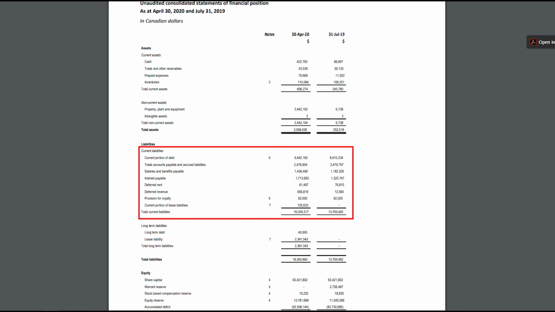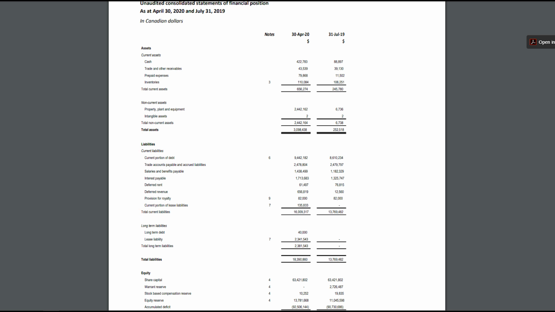They also have around $1.4 million in salaries and benefits payable to their employees, around $1.7 million in interest payable, around $656,000 in deferred revenue, and $135,000 in lease liabilities, for a grand total of $16 million in current liabilities. Now, it doesn't take very long to look at this balance sheet and see a company that may not be in the best financial position right now.